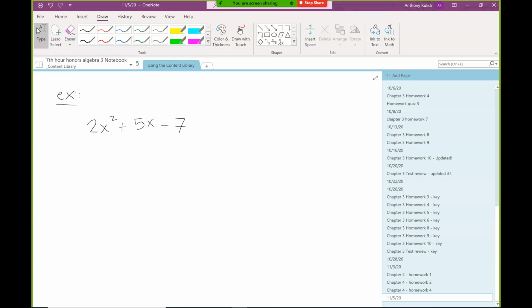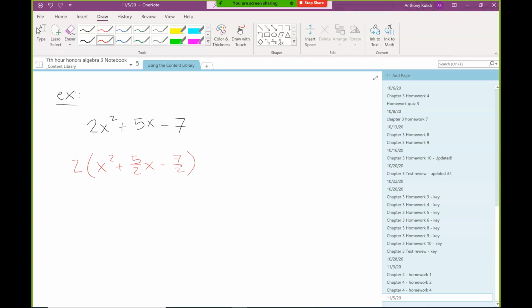Okay, what do I want to do first? Good, I factor out the 2. So when I factor out a 2 from 5, what does it become? Just 5 over 2, right? And similarly, when I factor 2 out of the 7, it just becomes 7 over 2. Everybody cool there?